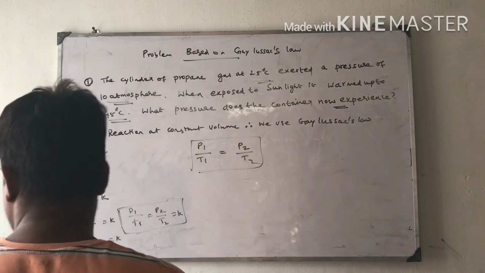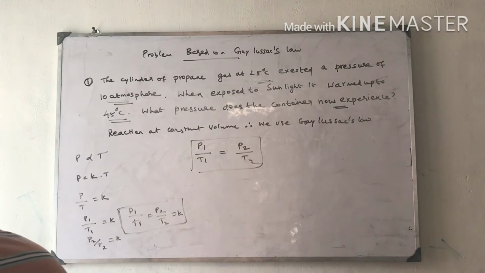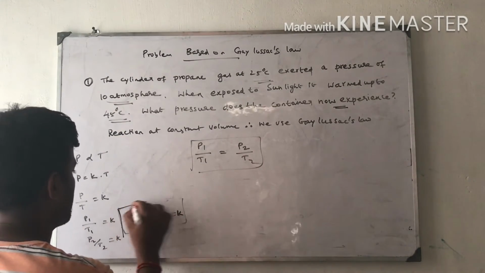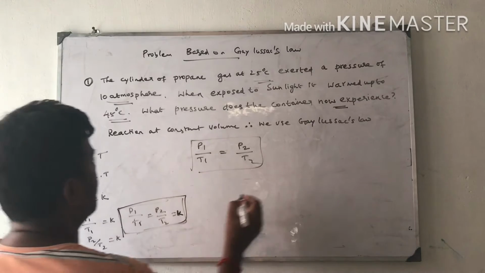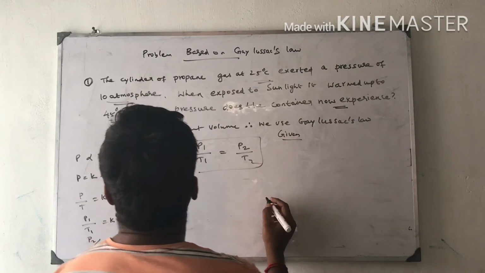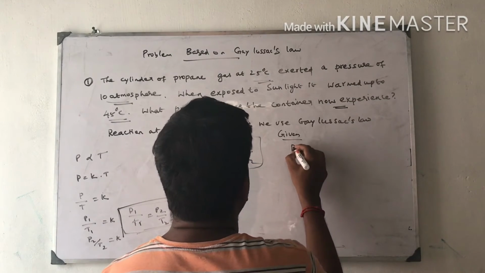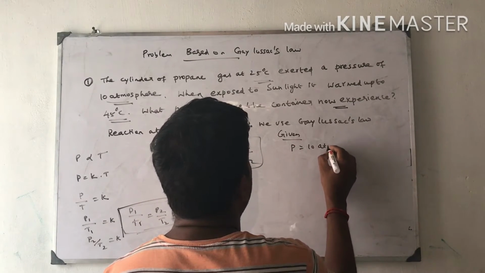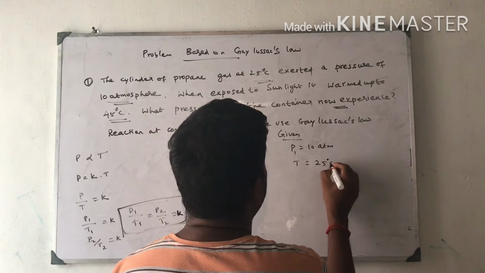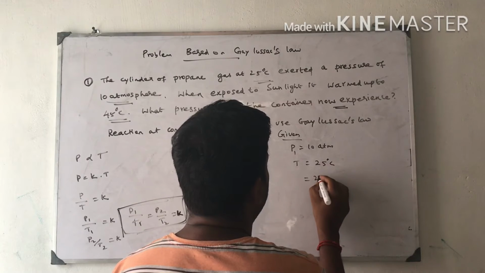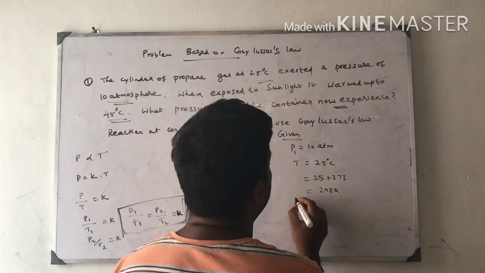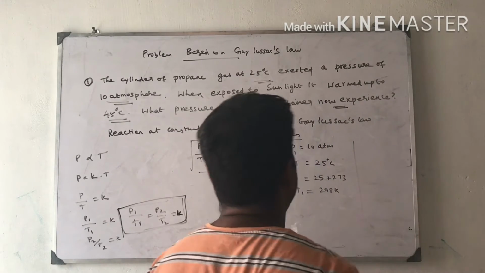So given, what are the terms given? Now we have to check what are the terms given. First they are giving pressure P1 is equal to 10 atmospheric pressure. What's the temperature? 25 degrees Celsius. So convert this into Kelvin. 25 plus 273 is equal to 298 Kelvin. Temperature T1 is given.